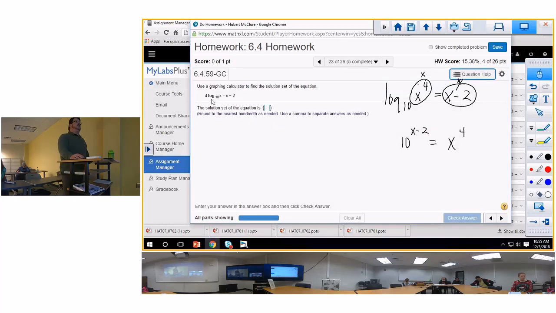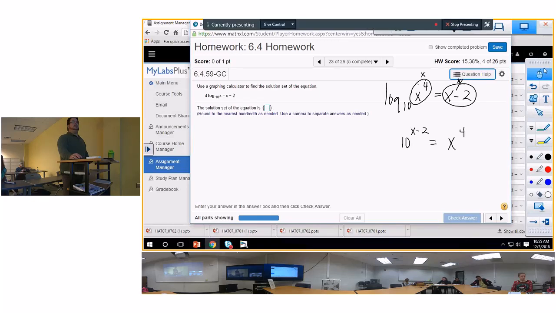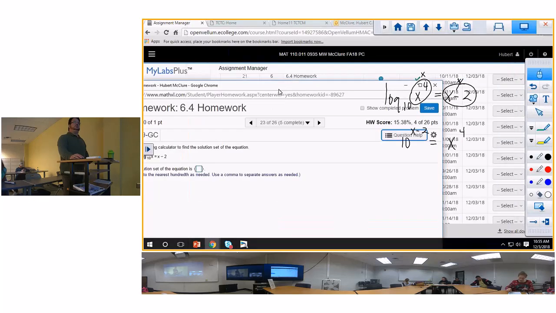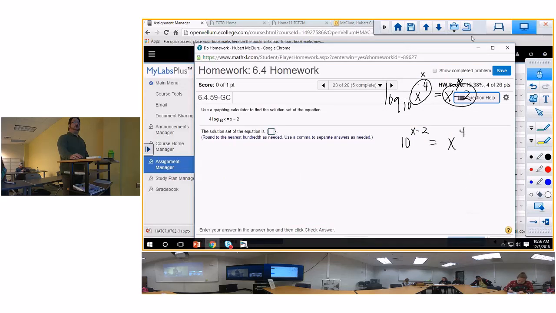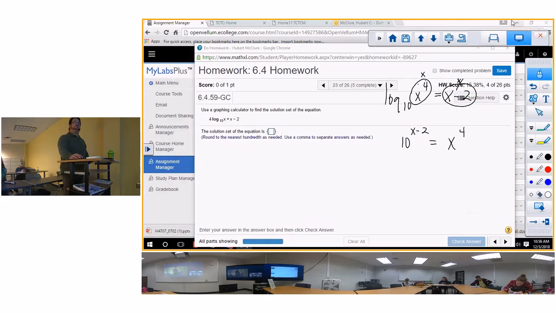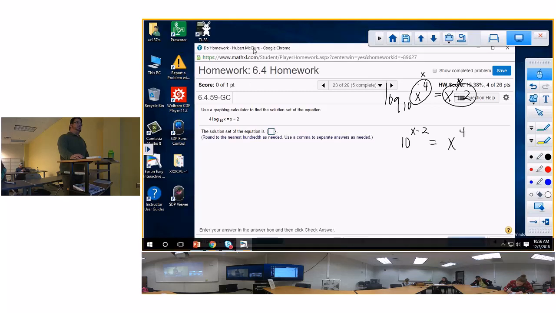All right, graph log of x to the 4th power. I've got to go find my calculator again. This is a doable problem because it's on the calculator. But hopefully your calculator won't disappear from you.